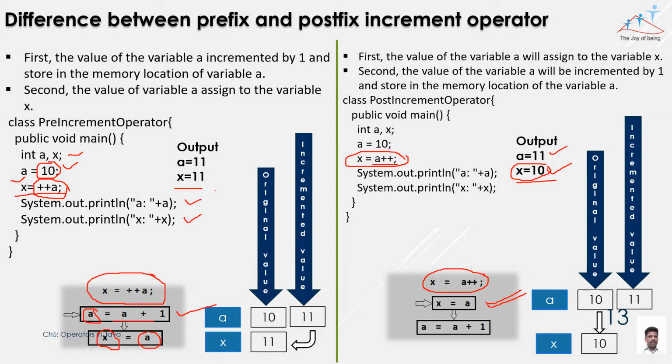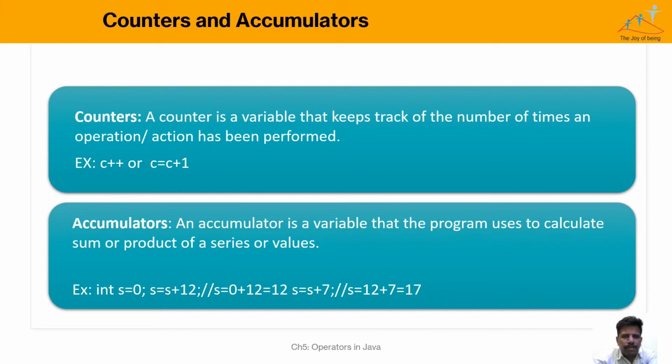Now we will see what counters and accumulators are in a Java program. A counter is a variable which is used to keep track of the number of times an operation or action has been performed. For example, you may be writing the logic to find the number of characters in a given string. Generally, counting starts from 1, so each time we will be incrementing the value of the variable by 1.